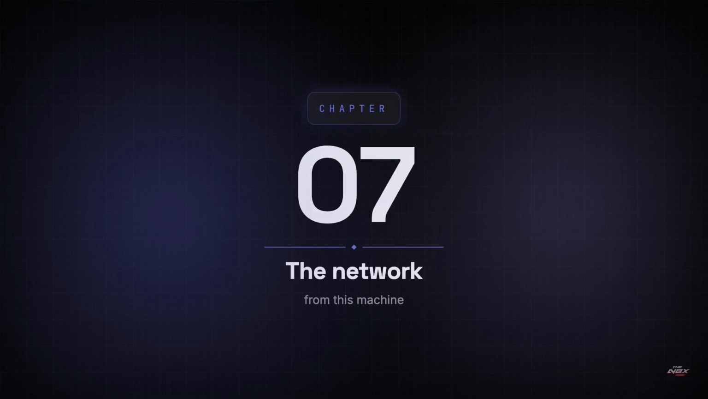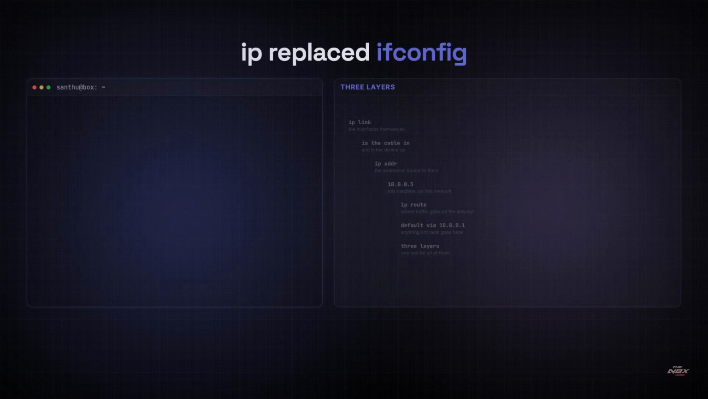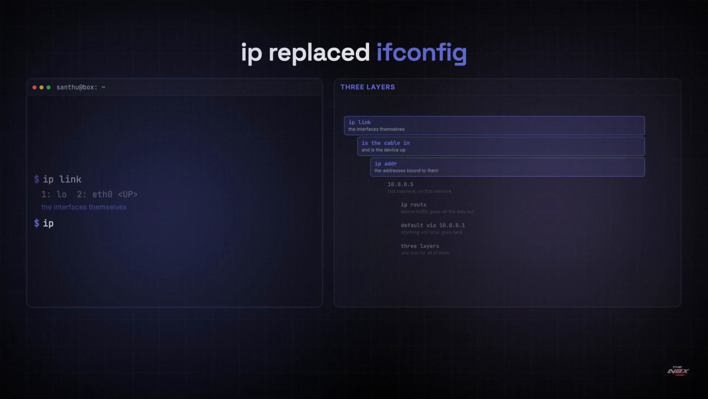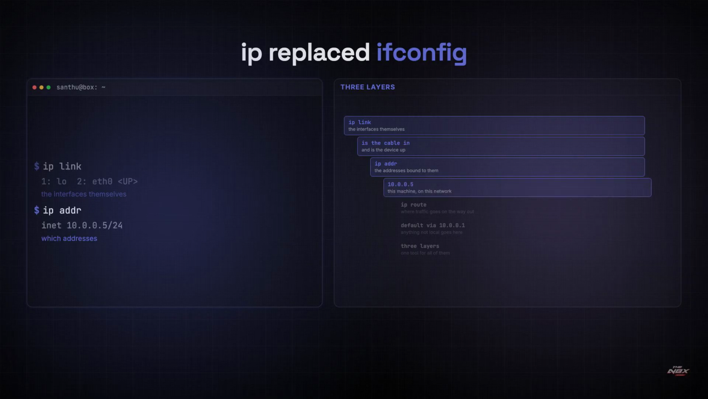Drawer 7. The network, starting from this machine because that's where you debug. Networking on a single machine is really 3 questions stacked on top of each other, and IP answers all 3 of them. At the bottom, the link layer is the interfaces themselves. Is there a cable in, and is the device up? Above that, ip address shows the addresses bound to those interfaces, so 10.0.0.5 is what this machine answers to.